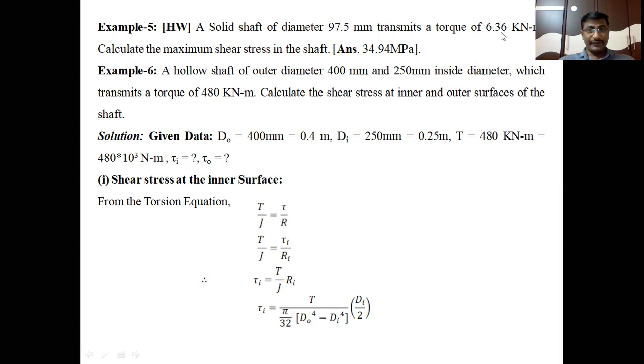So capital T value is 6.36 into 10 cube Newton meter. Calculate the maximum shear stress in the shaft. Tau value, what is the tau value? We should calculate by using the torsion equation, T by J equal to tau by R. Using that equation, we can calculate the maximum shear stress in the shaft. The answer is 34.94 megapascals. So solve this problem by using the torsion equation and compare your answer with this given answer.